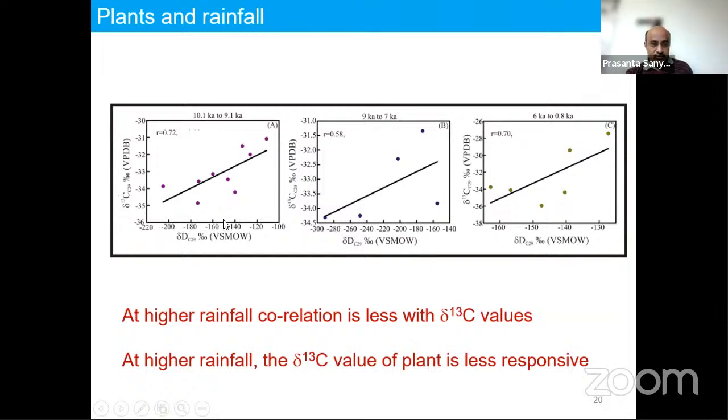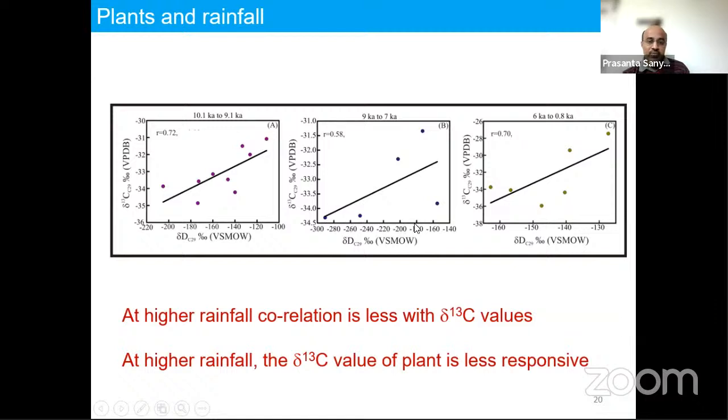Now, the range of the value here is around minus 200 to minus 100. In this graph, the value is around minus 300 to minus 150. And here it is from minus 160 to around minus 100. So you can see in the middle one, the range of value is very high. And as I suggested previously, a hydrogen isotopic composition around minus 270 suggests that the rainfall was very high. Even though data are very few here, it still suggests this.